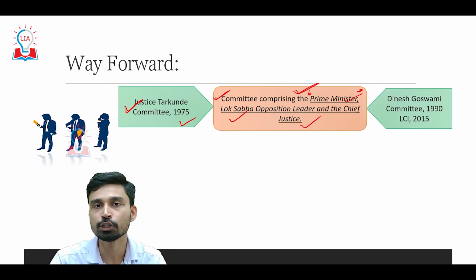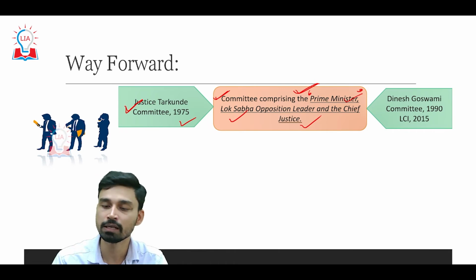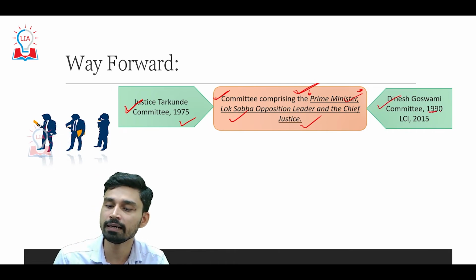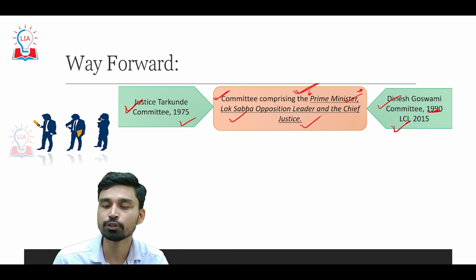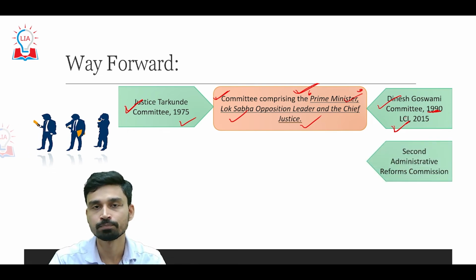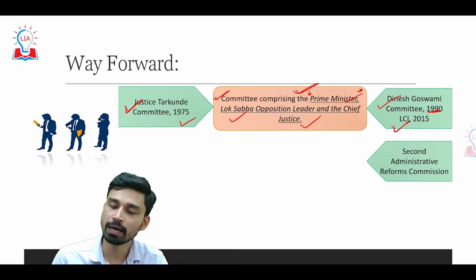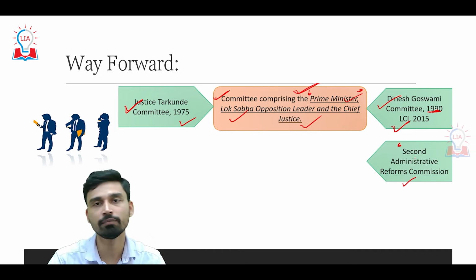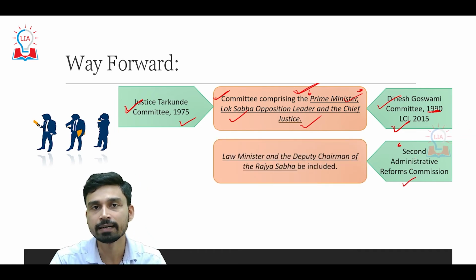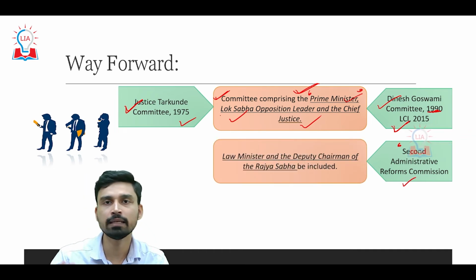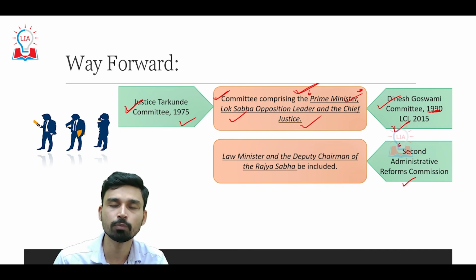A similar recommendation was upheld by later committees as well, such as the Dinesh Goswami Committee in 1990, as well as the Law Commission of India in 2015. Not only that, the second Administrative Reforms Commission has also clearly stated that the recommendation of the Justice Tarkunde Committee should be upheld.